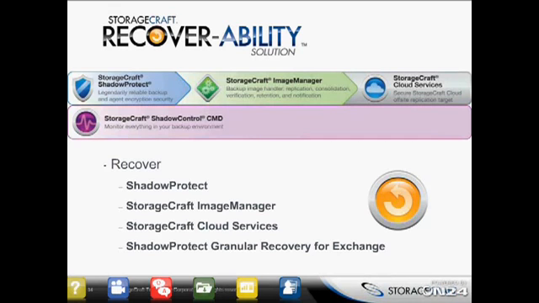Now, as I mentioned, we're all about the recovery. If we're looking at something that's an issue of business continuity for high availability, part of this is to have a solid recovery. Also for durability, you want to have a solid recovery. Basically, our ShadowProtect, our StorageCraft Image Manager, our cloud services, all of these tie in to make sure that you can recover quickly. We also have our ShadowProtect Granular Recovery for Exchange.